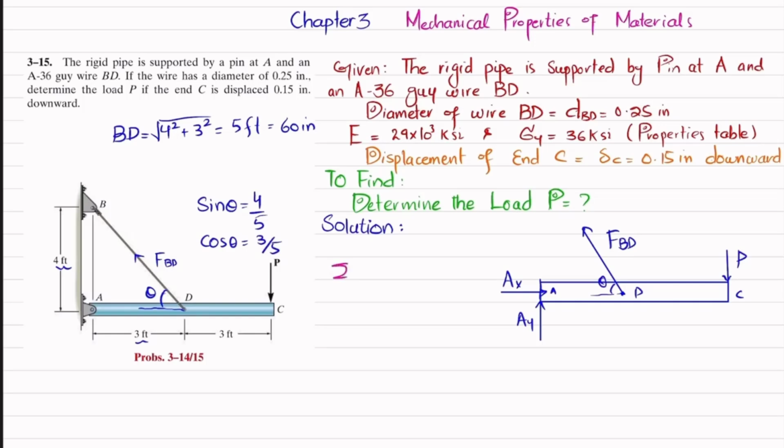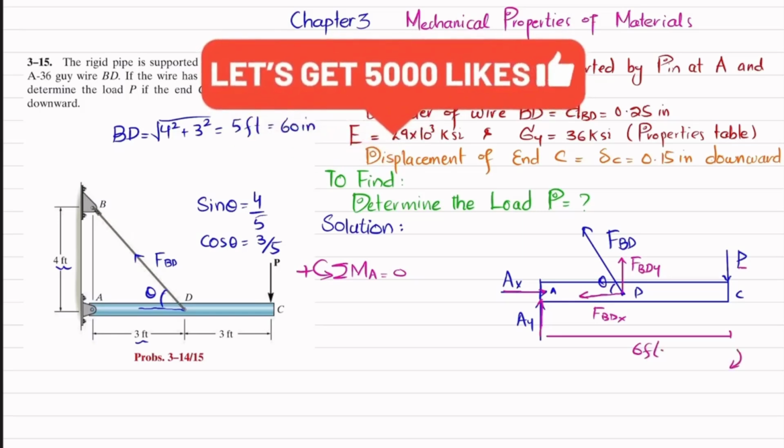The first equation of equilibrium that we will apply is the sum of all moments about point A equal to 0, taking the counterclockwise moment as positive. So this FBD will have two components. One is the horizontal component, FBD X, and the second one is the vertical component, FBD Y. Clear? Since at point A the forces AX and AY are passing through, they are not producing any moment, so the only force producing moment is P, and the perpendicular distance is given as 6 feet. So you can see this is 6 feet, and this is producing a clockwise moment, so it will be negative.